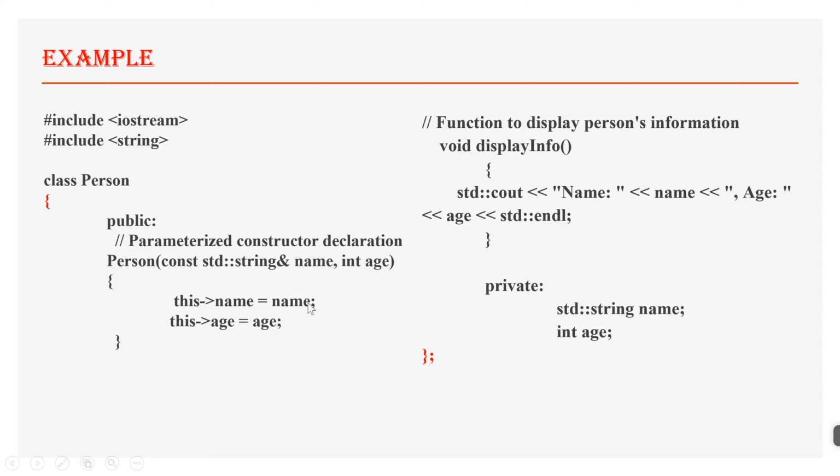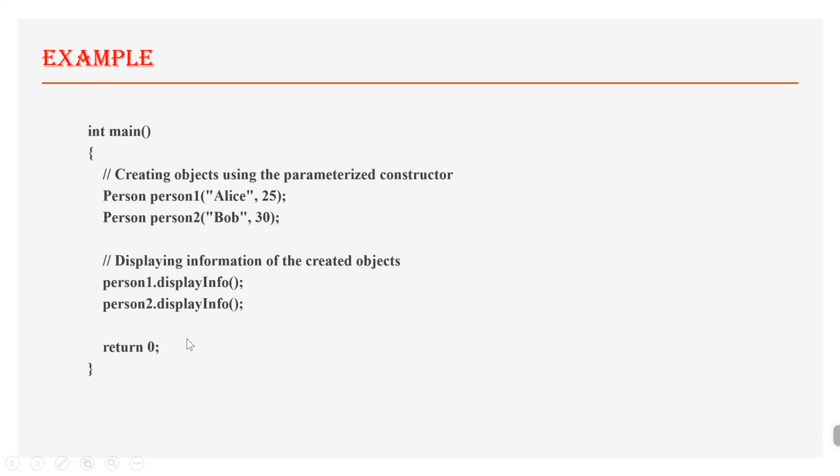Say name is equal to Srinivas, age is equal to 25, or name is equal to Alan, age is equal to 35. See, this is how I declare the values to the data members inside the constructor. But here it is not so. How do I do it? I pass this argument.